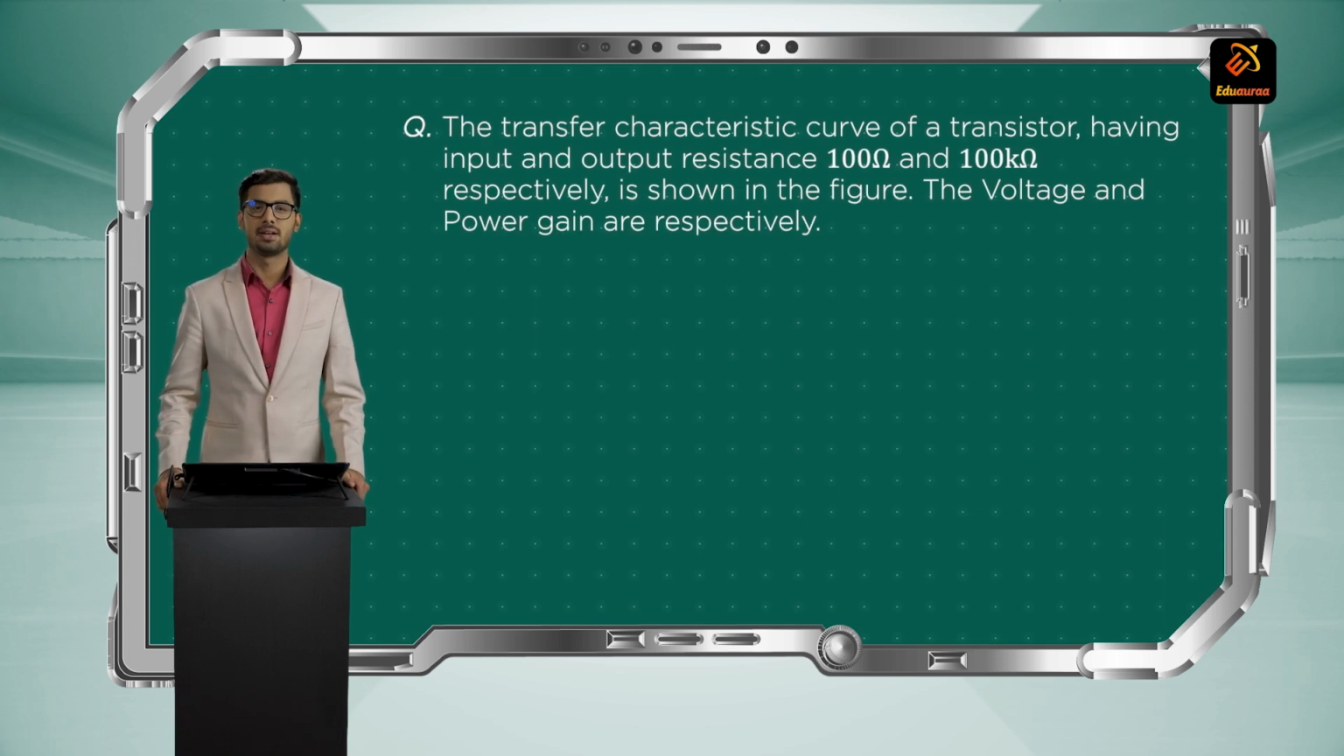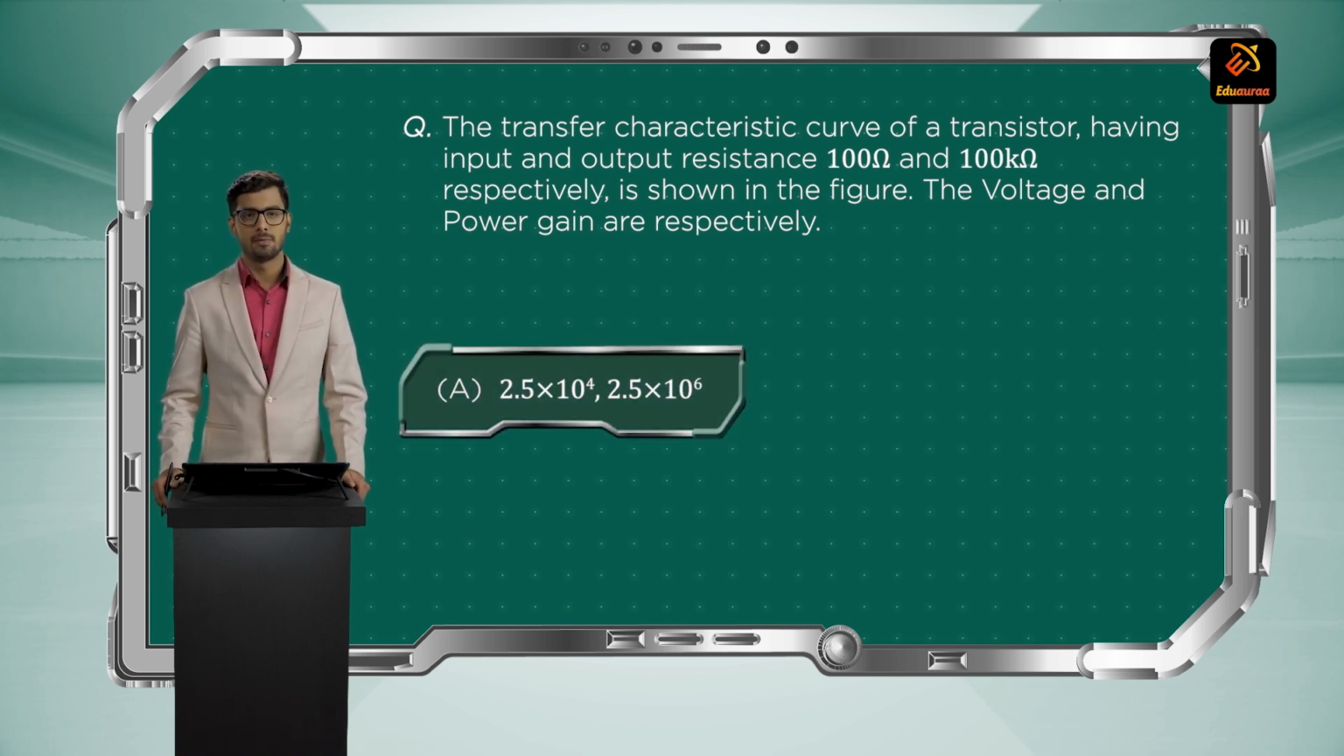The transfer characteristic curve of a transistor having input and output resistance 100 ohm and 100 kilo ohm respectively is shown in the figure. The voltage and power gain are respectively.